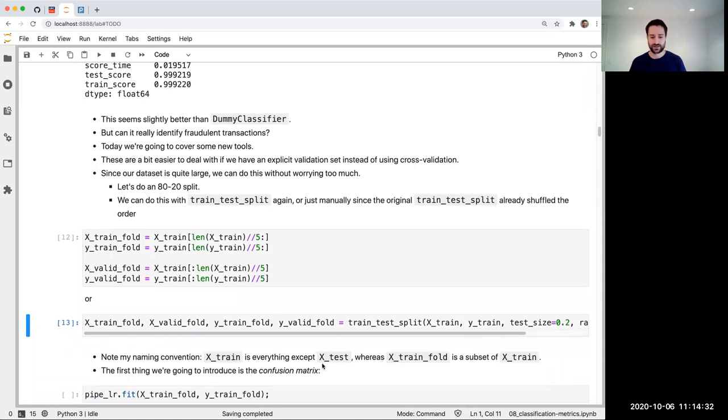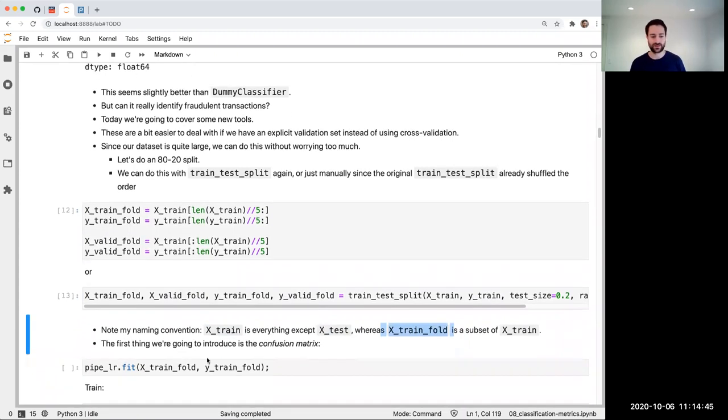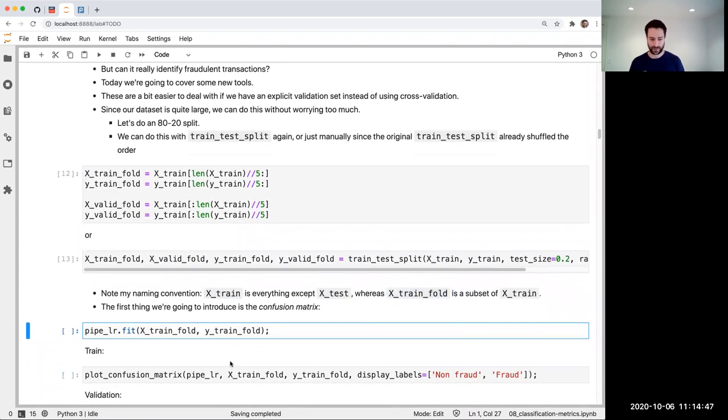Okay, so yeah, I'm going to use X test as the test set, train is the entire training set, and then train fold is like the train 4/5 of that, and valid fold is the validation 1/5. And so I'm going to fit my logistic regression just on the train fold, which is actually what was happening under the hood with cross-validation.